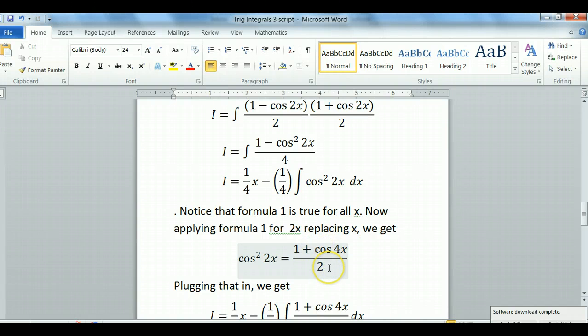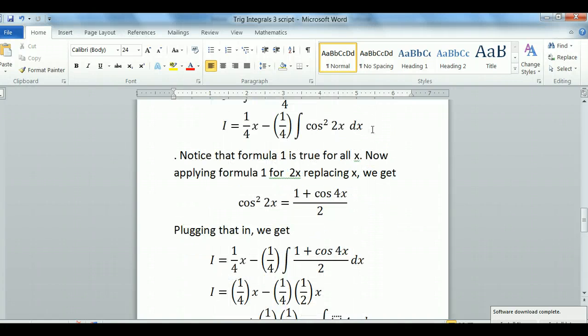So the moral of the story is that whenever you have a sine squared or a cosine squared x, or a cosine squared 2x, or a cosine squared 5x, or sine squared 5x, you have to replace it by the corresponding double angle formula. If it is a cosine squared, then 1 plus cosine double angle. If it's a sine squared, then 1 minus cosine double angle, and then integrate.